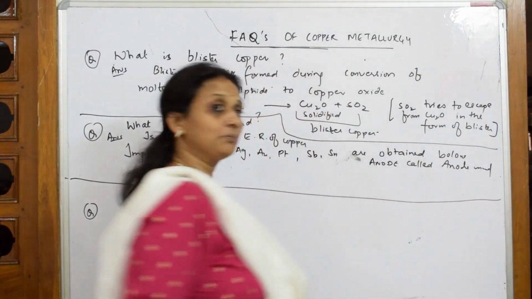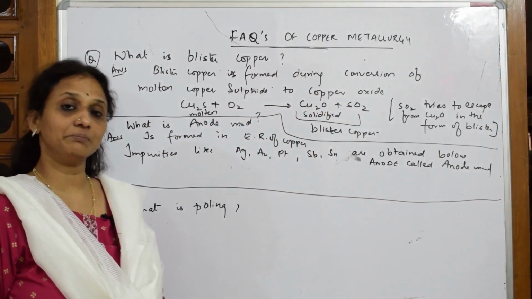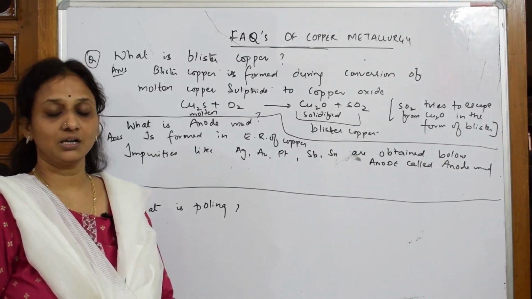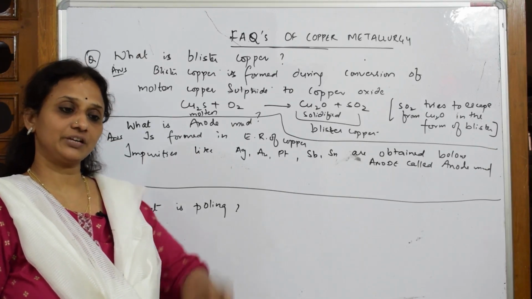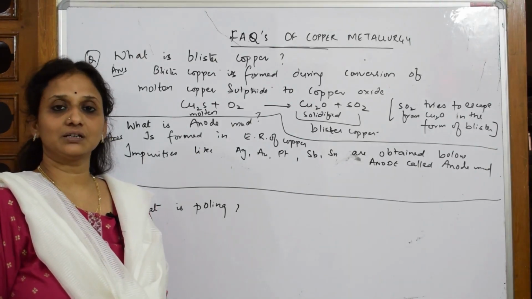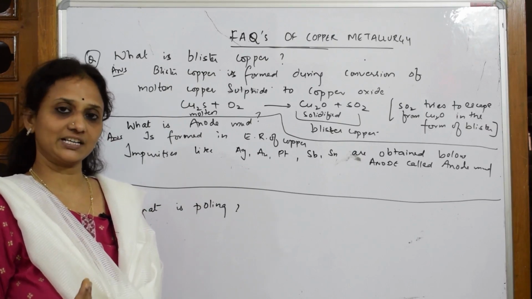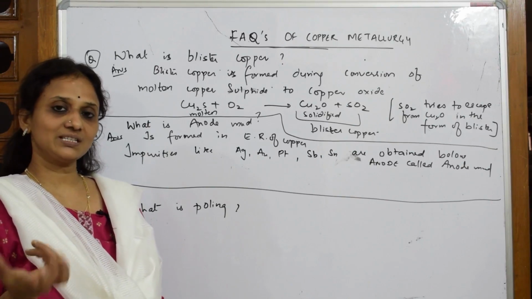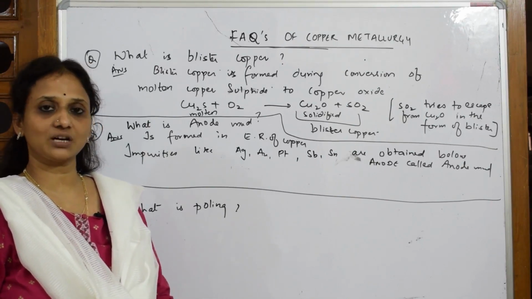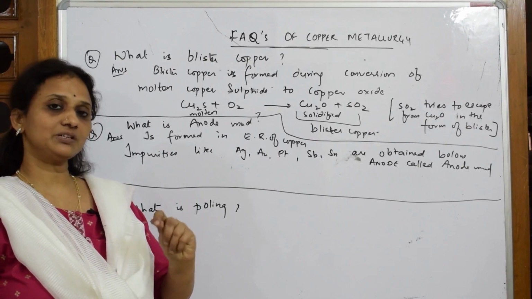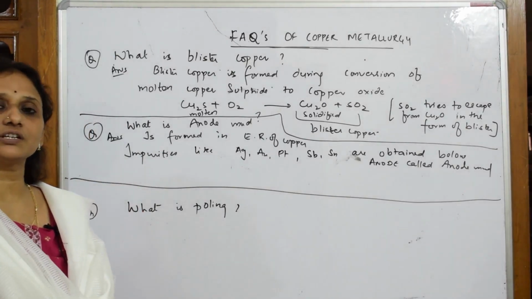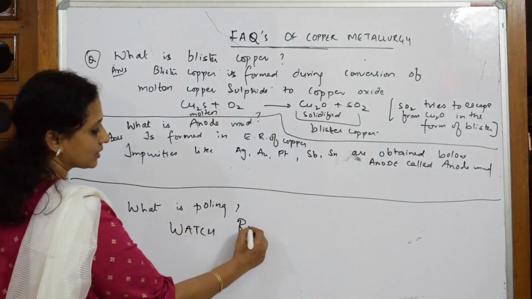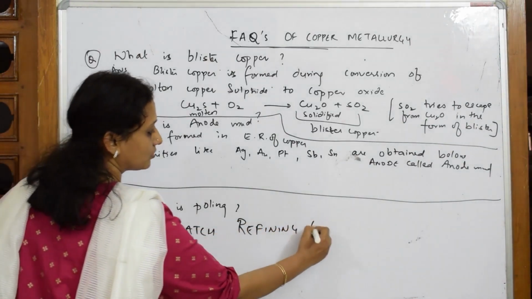Now what is poling? I already did this. Poling is a process of extracting metal from the metal oxide using green wood poles, right? Green wood or green logs. Here we are going to take the metal and powder it with carbon powder, which acts as a reducing agent. I already explained, you take green trees and place them on the wooden logs. Once it starts burning, you get the release of hydrocarbons. This hydrocarbon is going to reduce your copper oxide to copper. So you can watch the video for this, refining of copper.